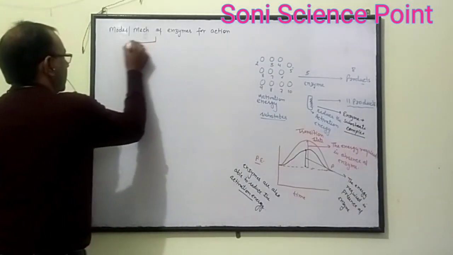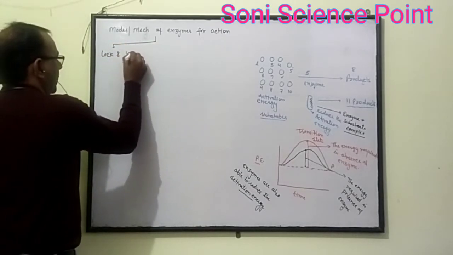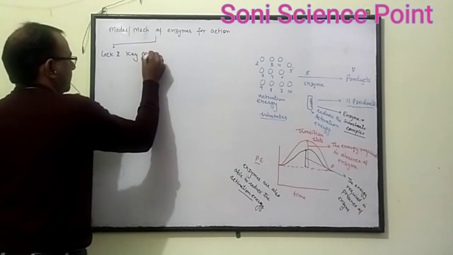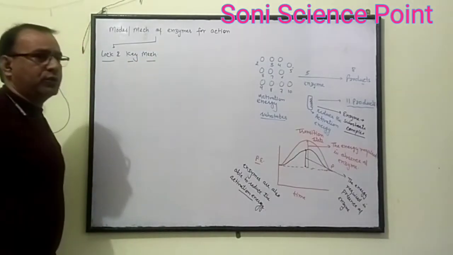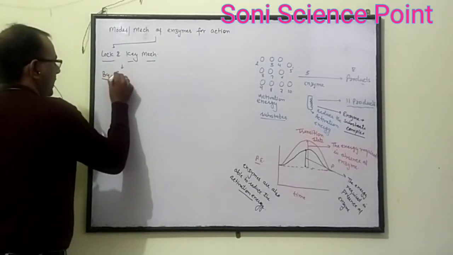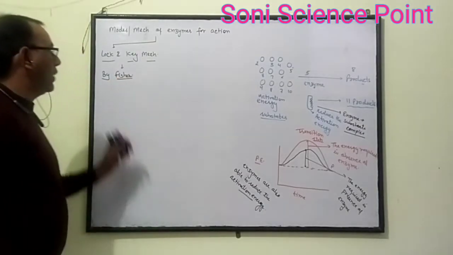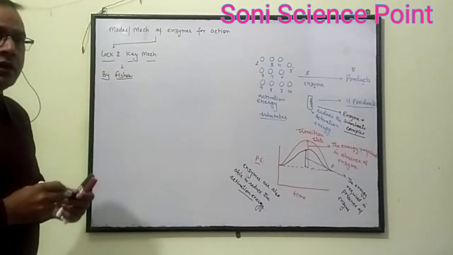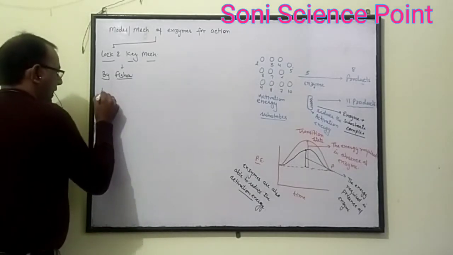One mode is lock and key. This lock and key mechanism was proposed by Fisher. How can this lock and key mechanism action be shown by the enzyme? Suppose this is an enzyme.